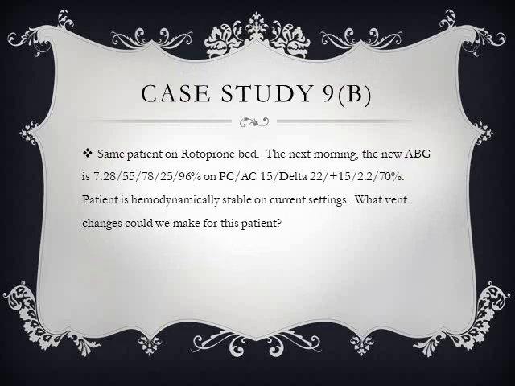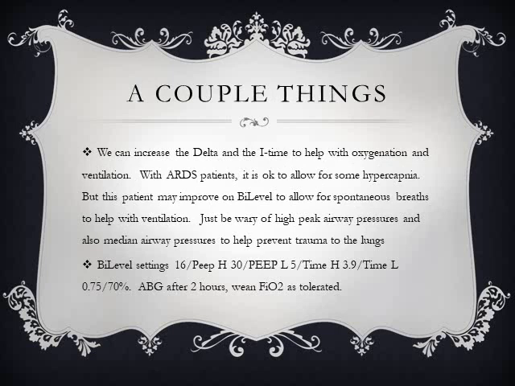So the same patient, next morning, there's the new ABG and the new vent settings. Patient stable. What would you like to do for this patient? So we do a couple of things. Increase the delta and the I time to help with oxygenation and ventilation. With ARDS patients, per ARDSNet protocol, it is okay to allow for permissive hypercapnia. If you want, you can put them on bilevel to allow for some spontaneous breathing on top of what they're already getting from the ventilator, and that will help with ventilation. And you just want to make sure your peak airway pressures and your mean airway pressures are acceptable in order to help prevent trauma to the lungs. These vent settings are not bad. And then you can do an ABG after a couple hours and wean the FiO2 as tolerated.